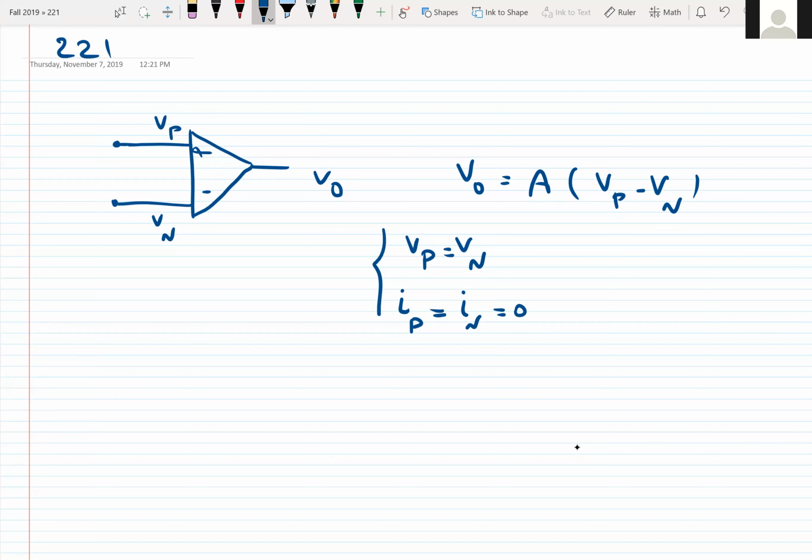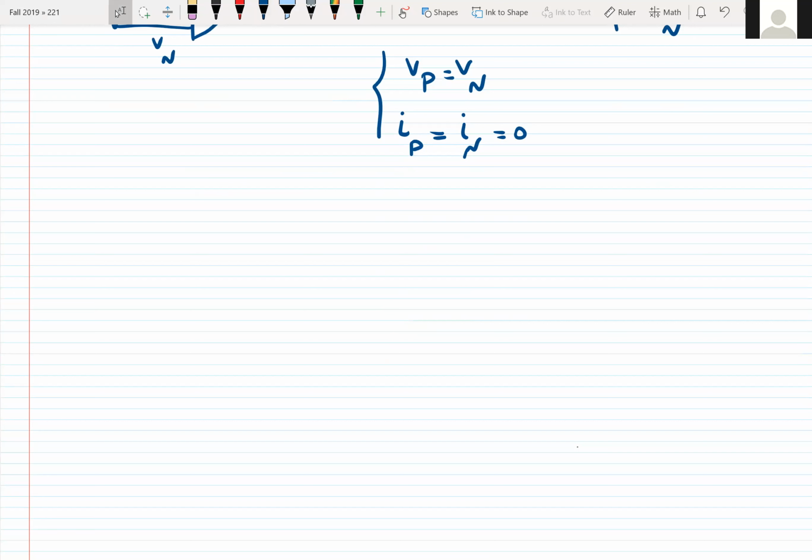Okay, and usually in order to keep the op-amp in the linear region, we need to have a feedback, from the output to the input. So that helps to keep the op-amp in a linear region. So last week we saw an inverting amplifier which can amplify the difference between two inputs, and we were able to change the gain.